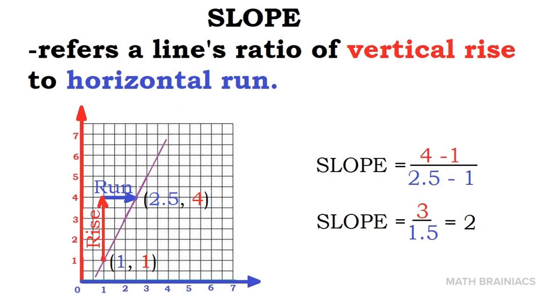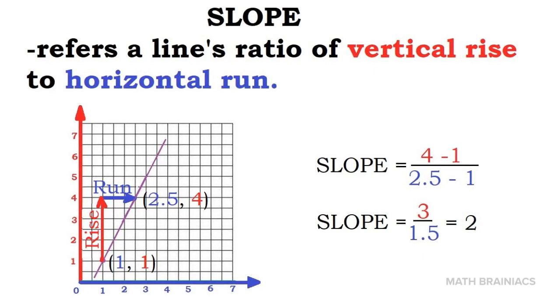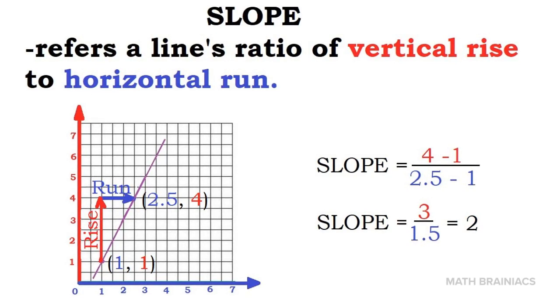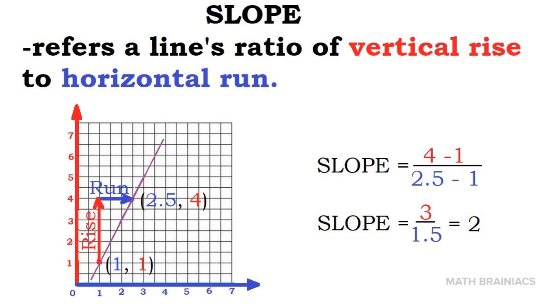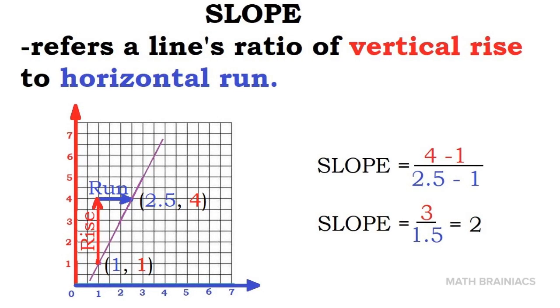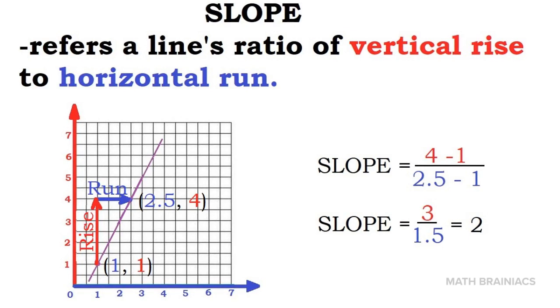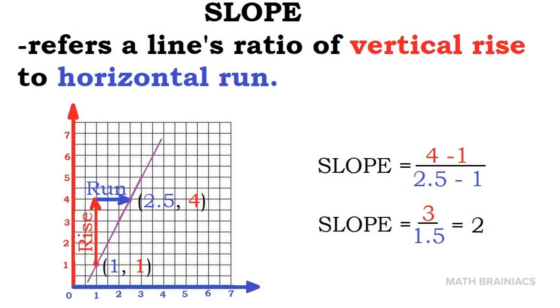Please take a look at the 2 points that I have chosen. The first point is (1, 1) and the second is (2.5, 4). It is written that the slope is the vertical rise over the horizontal run. The vertical rise is the change in the y-coordinate and the horizontal run is the change in the x-coordinate. Subsequently, the change in y is 4 minus 1 all over the change in x, which is 2.5 minus 1. And this will give us 3 over 1.5, which is equal to 2.